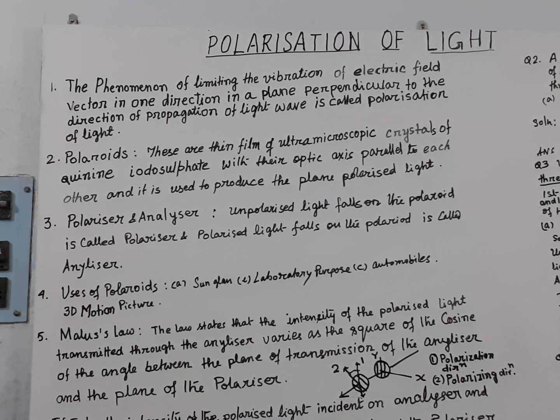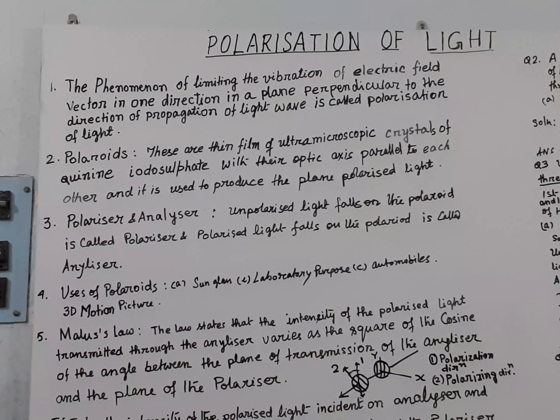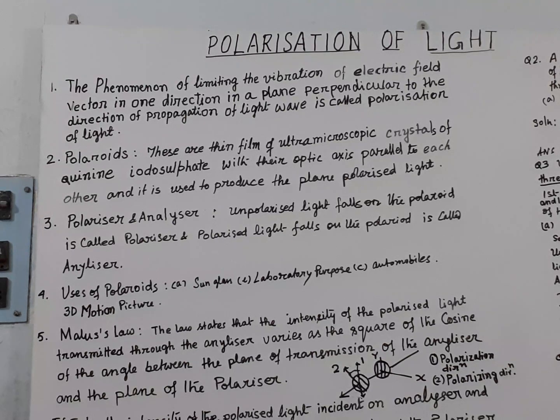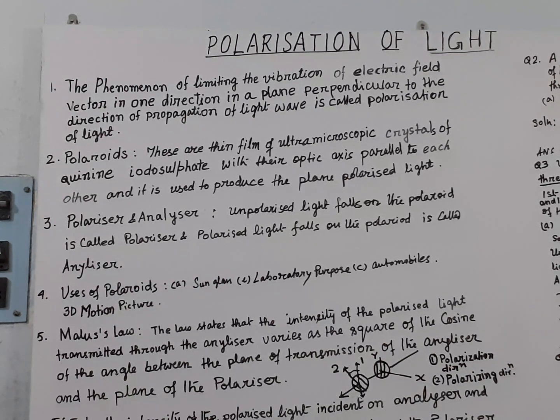Now come to the polarizer. These are thin films of ultra microscopic crystals of quinine iodosulfate with their optic axes parallel to each other, and it is used to produce plane polarized light. Then we have to understand polarizer and analyzer. When unpolarized light falls on the Polaroid, it is called the polarizer. Once it is polarized light, the Polaroid on which the polarized light falls is called the analyzer.